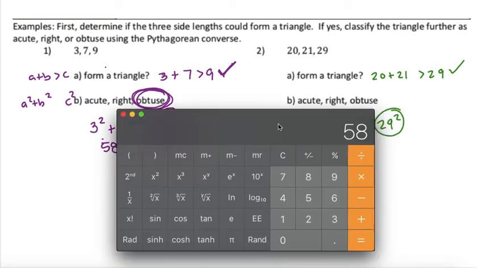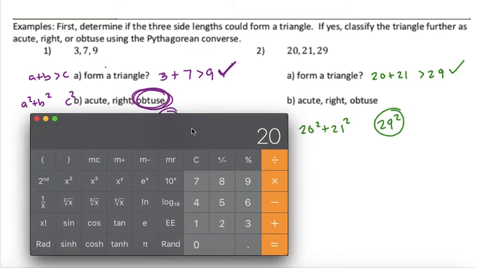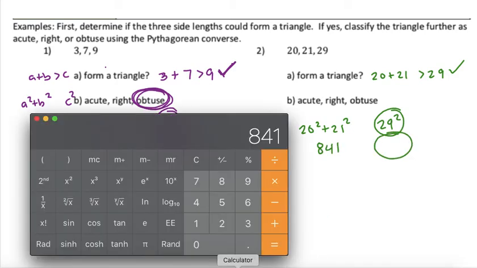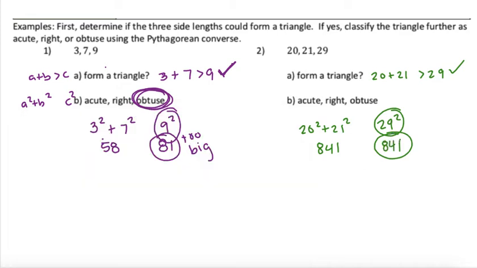So on our calculator, we'll check 20 squared plus 21 squared. We get 841, okay? And we want to compare it to 29 squared, which is also 841. So when I compare 841 to 841, it is just right, telling me this is a right triangle.